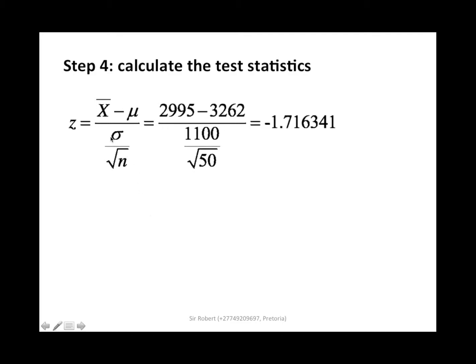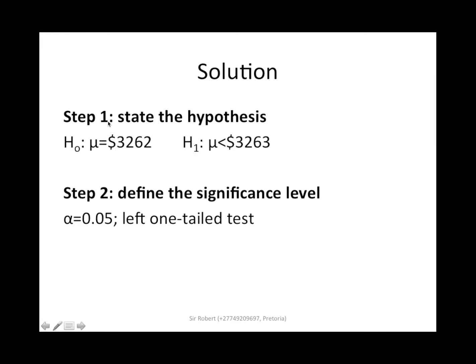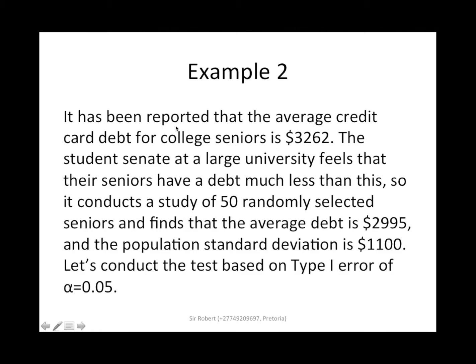This is the formula you use. Remember, if you read your question carefully, it says it has been reported that the average credit card debt for students is this, so we are talking of average. When you're talking of average, you now know it's the sampling distribution of means. The student senate feels that their seniors have a debt much less than this, so it conducts a study of 50 randomly selected seniors and finds the average.